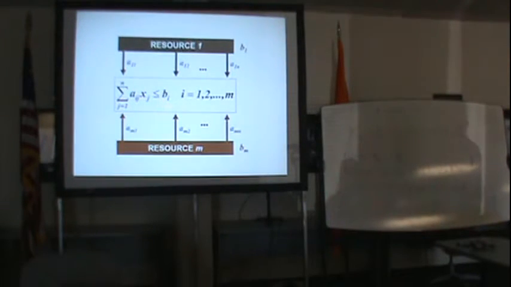These are the resource constraints. So we want to optimize the measure of effectiveness. So what is the measure of effectiveness? C1x1 plus C2x2 so far, and so on, up to Cnxn. You want to minimize or maximize that, subject to this constraint.